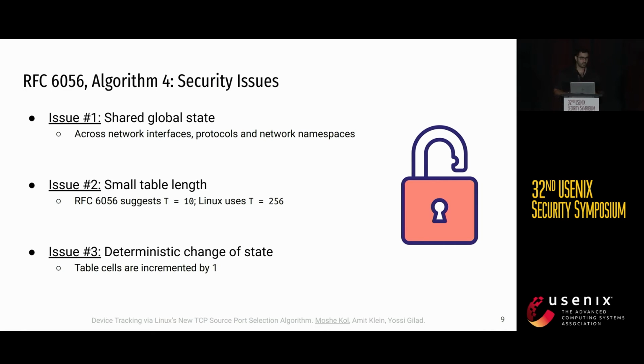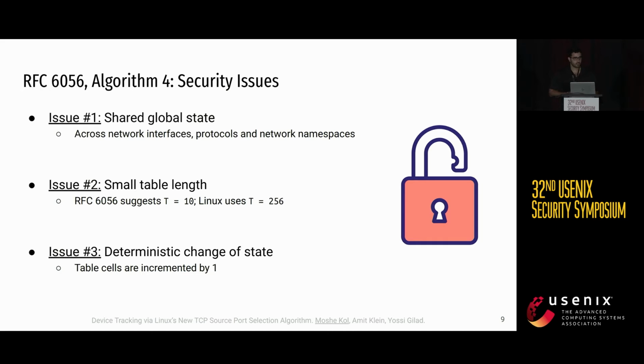Now, this algorithm provides a reasonable trade-off in terms of unpredictability and infrequent reuse, but it fails to provide user privacy. And in particular, we identified 3 potential security issues that, when combined, can cause a severe issue that will allow us to track users across the web. The first issue is the state of the algorithm is shared, and it is shared across network interfaces, network protocols, so IPv4 and IPv6, and also network namespaces.